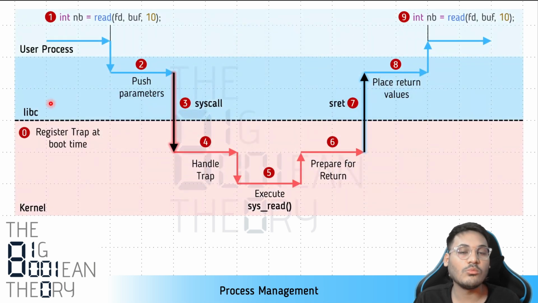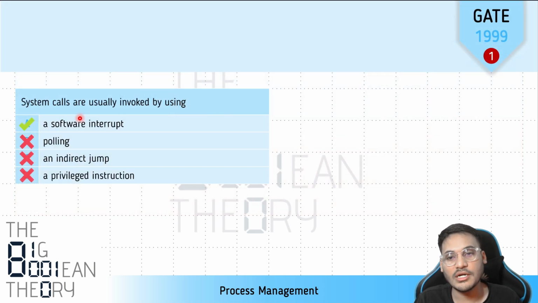This is the diagram of the detailed flow of system calls. We have already discussed this in one of the earlier videos. So if you see here in step 3, when the trap instruction is executed, in this case it's the syscall instruction in x86 architecture, the software interrupt is raised, and when the CPU detects that interrupt, basically as part of the instruction only, the CPU immediately transfers the control to the operating system, where the operating system then executes the appropriate routine. So the system calls are invoked using the mechanism of software interrupts. So the first option is the correct option.